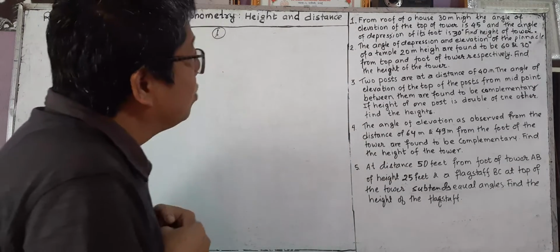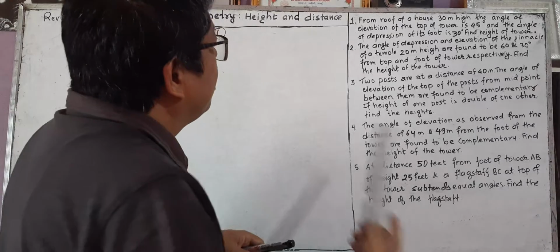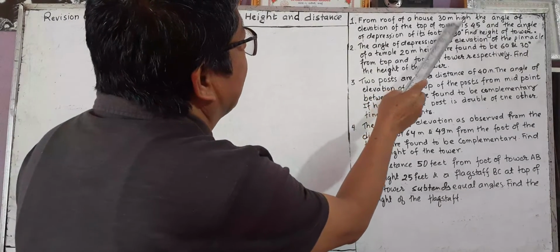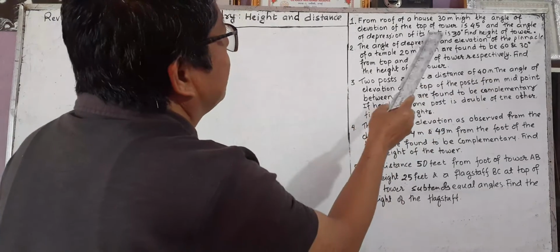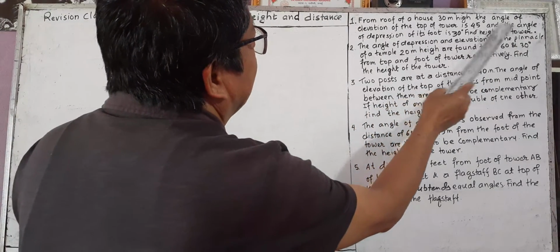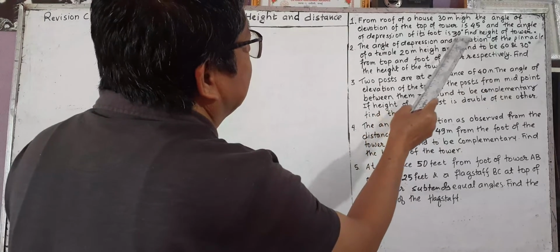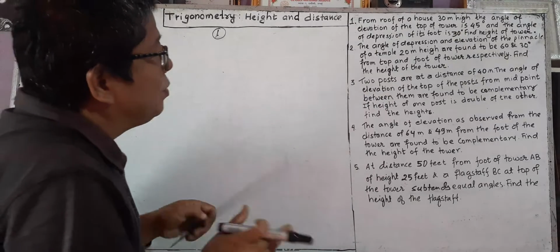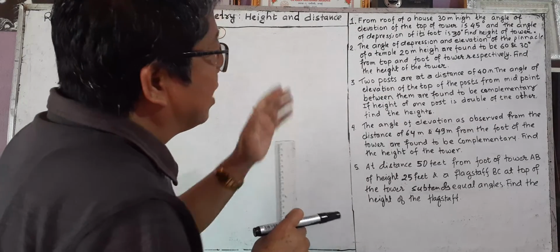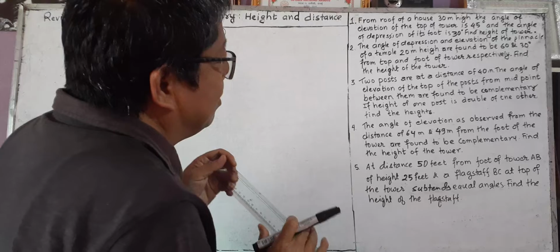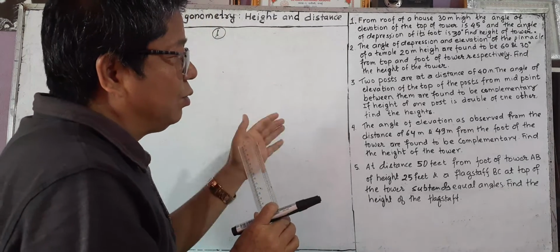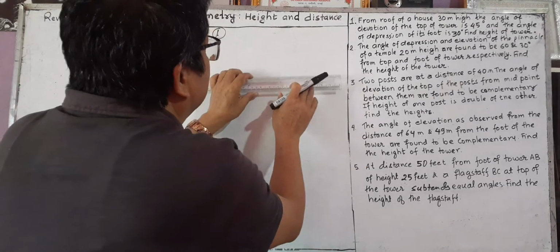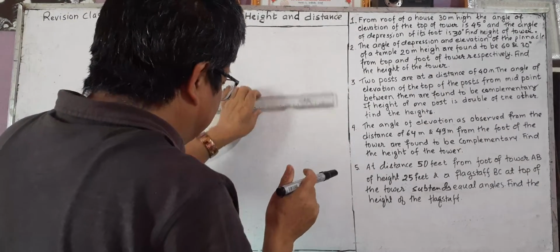So look at the question number 1. From the roof of a house 30 meter high, the angle of elevation of the top of a tower is 45 degree and the angle of depression of its foot is 30 degree. Find the height of the tower. So we have two objects. One is house, another is tower. And you should remember that the two objects must be at the same level of the ground. So make a same level at first.